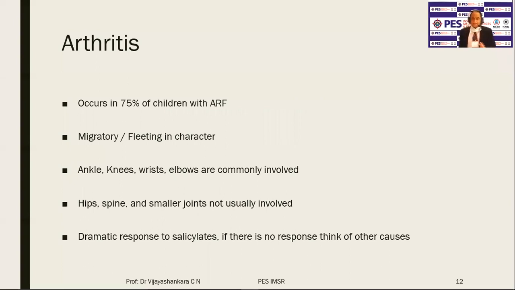It occurs in 75% of the children with acute rheumatic fever, so it's not 100%. There are children who can present only with fever and carditis, or no carditis, no arthritis, they can present with chorea. It is migratory or fleeting in character, which I have already explained to you. The ankles, knees, wrists, and elbows are commonly involved. That shows that larger joints are involved. Hip, spine, and smaller joints are not usually involved, but they can be.